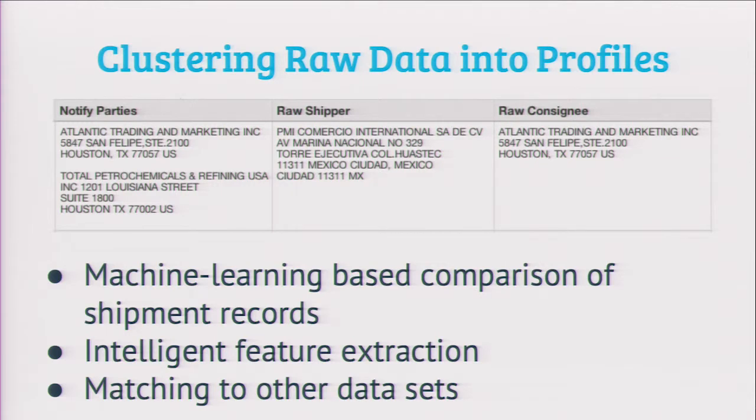Then we engage in a more advanced processing. What we want to do is take this raw data, this transaction level data, and cluster it into profiles of companies, and then understand the links between those profiles.